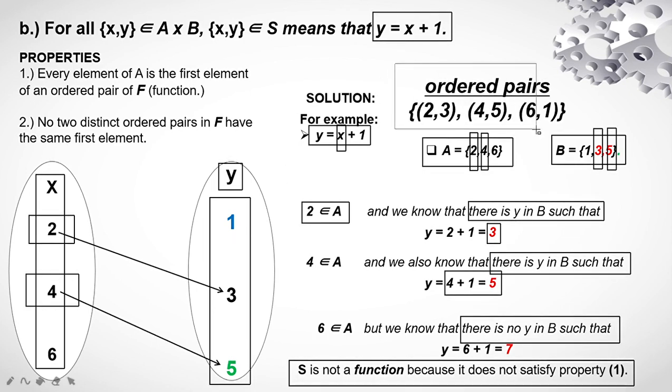Ito yung ordered pairs natin. Ito, tignan nyo. No? Example, ordered pairs natin is 2, 3. Okay. Andito yung 2, 3. Andyan. 2, 3. 4, 5. Andito yung 4, 5. 6, 1. Possible kasi ito siya. Ito siya. Ayan. Okay, 6-1.